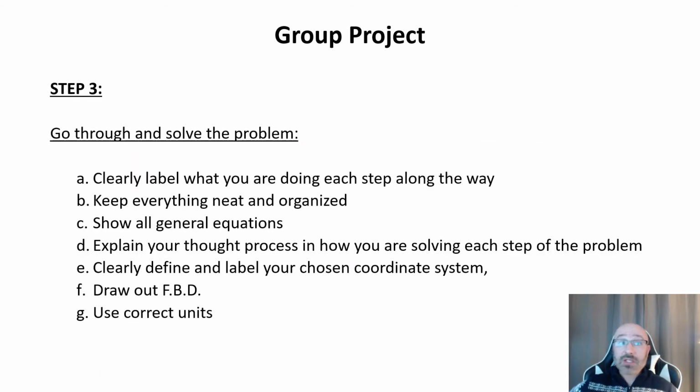Now from there, you go on to step 3. So again, go through and solve your problem. Follow all these steps we discussed before. Clearly label what you're doing along the way. Everything's neat and organized. Show your general equations, where those general equations came from. Explain your thought process. Write it out right next to it of what you did and how you did it for each step in the solution.